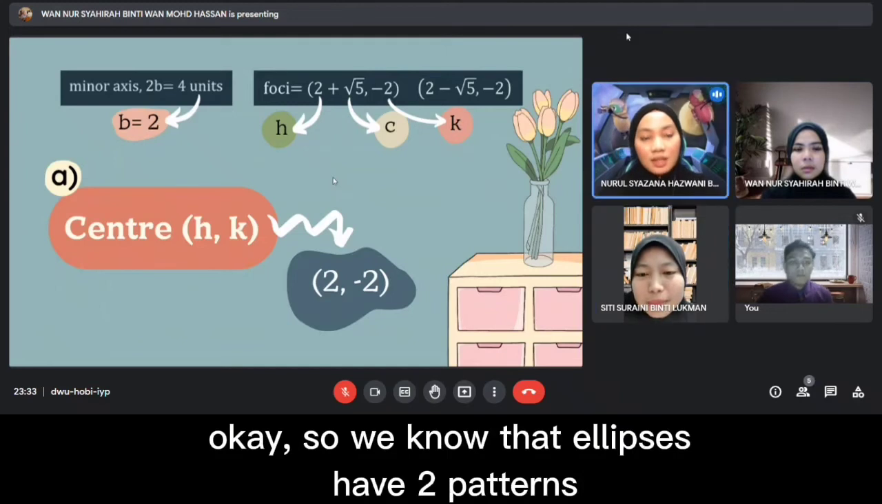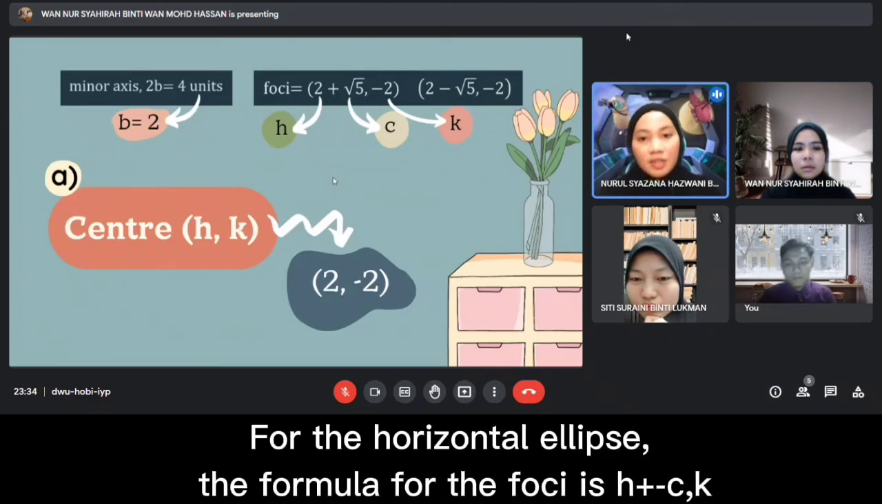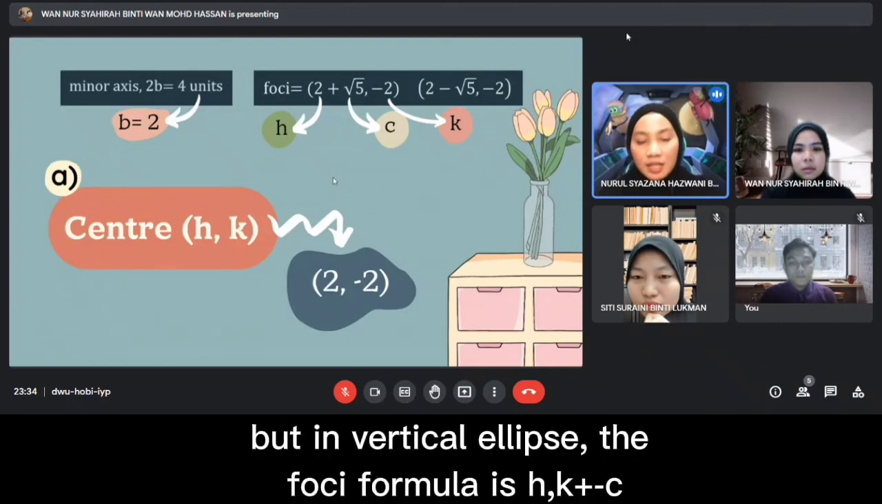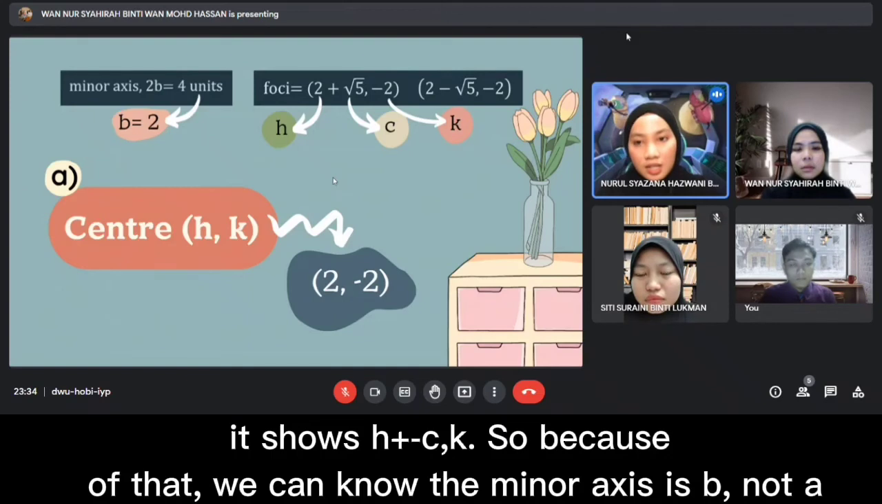Okay, so we know that the ellipse has two patterns: horizontal ellipse and vertical ellipse. For the horizontal ellipse, the formula for the foci is (h ± c, k). But in the vertical ellipse, the foci formula is (h, k ± c). Then we look back at the foci formula in the question. It shows (h ± c, k). So, because of that, we know the minor axis is b, not a.